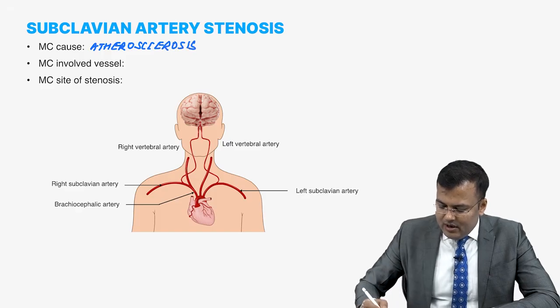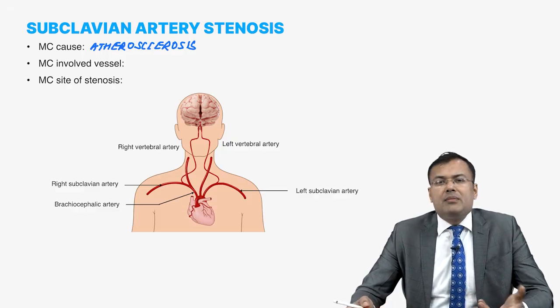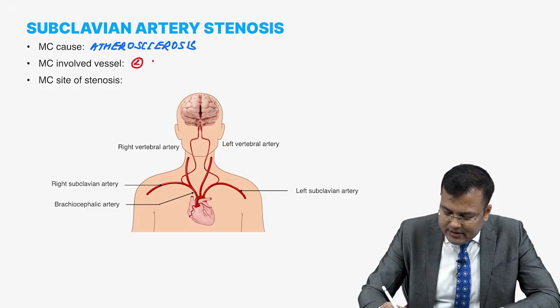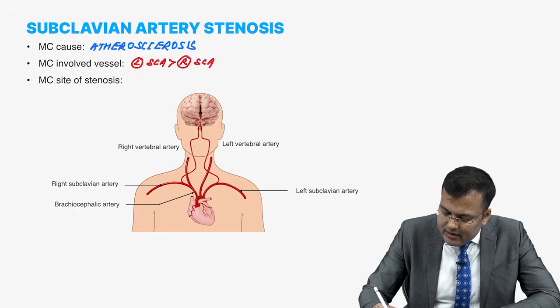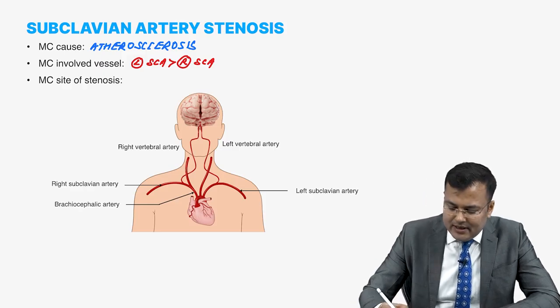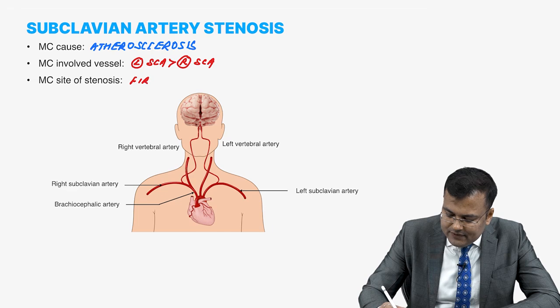Next, can you tell me the most commonly involved vessel? It is subclavian artery, obviously. Which one? Left or right? So it is left subclavian artery. It is more commonly involved than right subclavian artery. Next, in left subclavian artery, which part? Yes, so it is the first part.